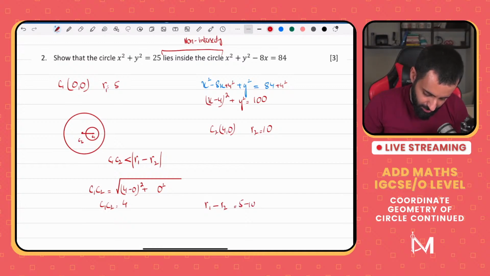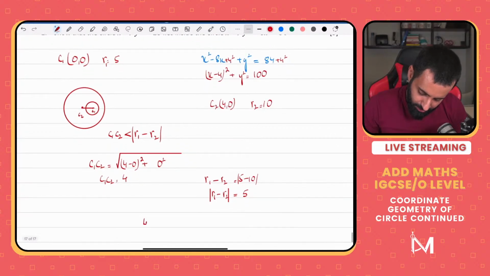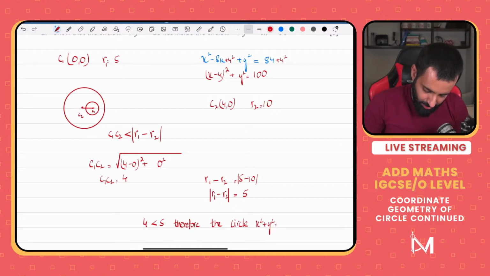and the difference between the two radii is equal to 5 minus 10. Remember to take the modulus of it. So r1 minus r2 is equal to 5 when taken the modulus. And there you go. You can see 4 is less than 5. Therefore, the circle x square plus y square equals 25 lies inside.